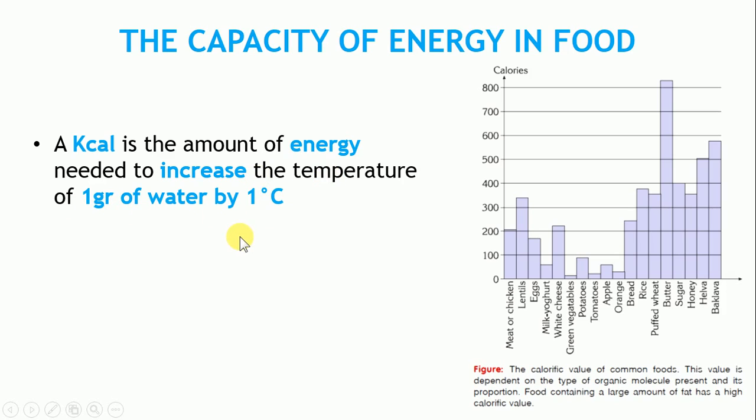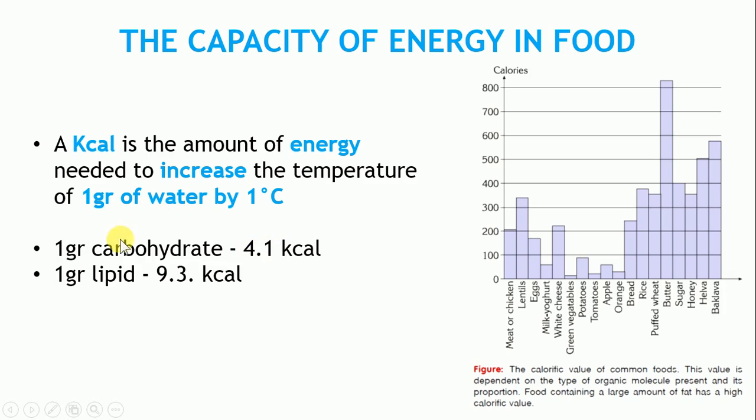For example, if you burn 1 gram of sugar, it will increase the temperature of 1 gram of the water by about 4.1 degree. If you burn 1 gram of lipid, it will increase 1 gram of water by 9.3 degree. If you burn 1 gram of protein, it will increase 1 gram of the water by 5.3 Celsius or degree.